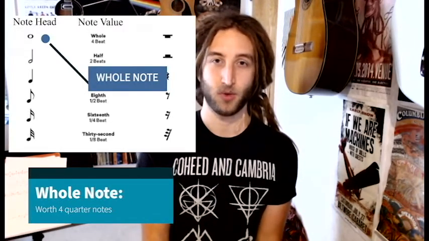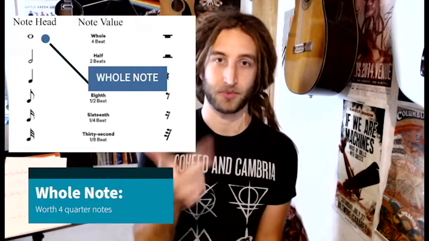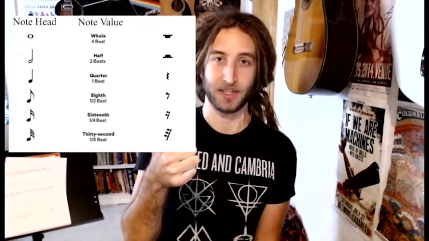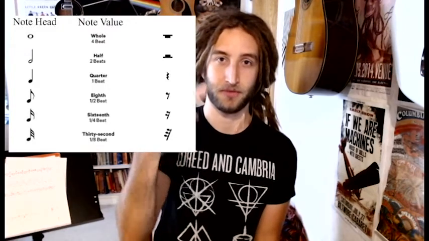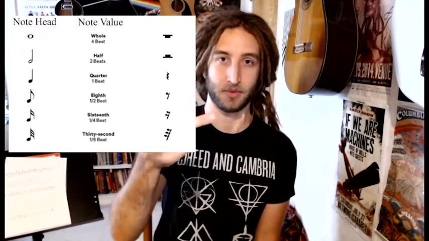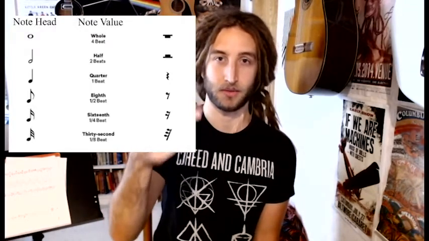Now a whole note is equal to 4 quarter notes. Okay, so it will be counted 1, 2, 3, 4. So we would play on the first beat 1, and then we would count 3 more beats. 1, 2, 3, 4. 1, 2, 3, 4. You play on the first one.